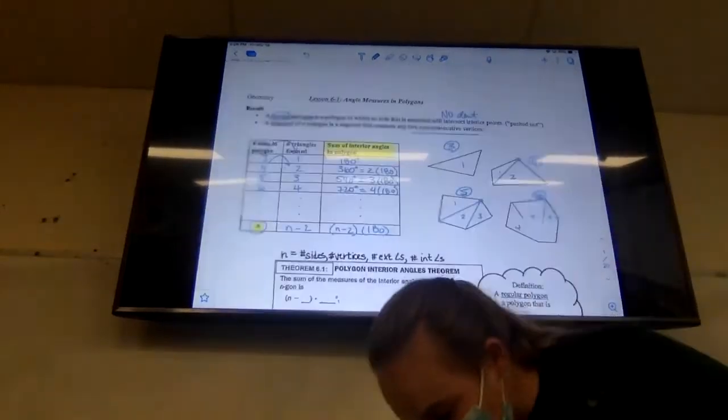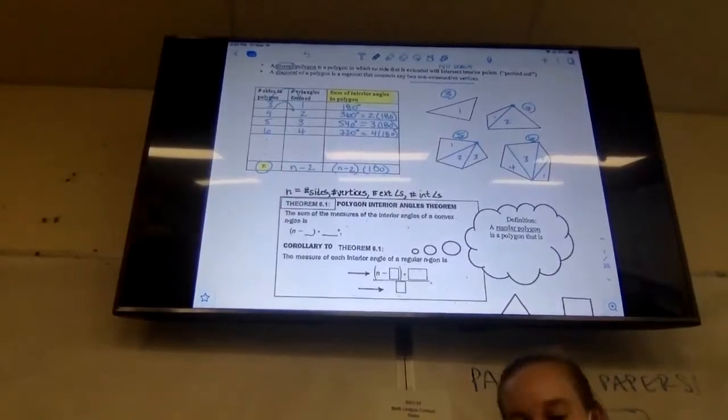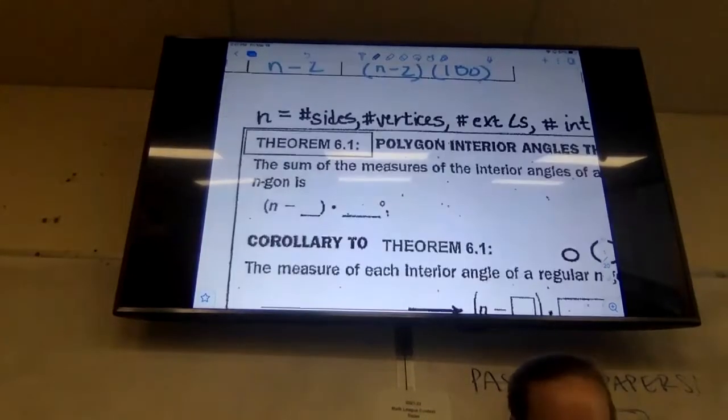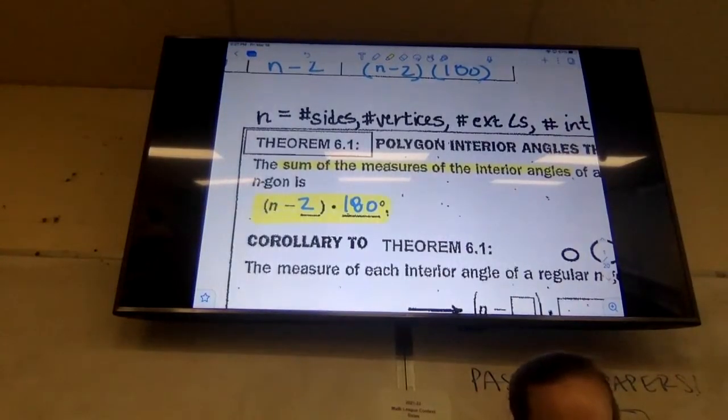All right, so where I was at is that we just got theorem 6.1, which we'll never call theorem 6.1. It's just the sum of the measure of the interior angles, and it's going to be n minus 2 times 180. So I'm going to highlight that. I might come back to it later. We're going to use that a fair amount.